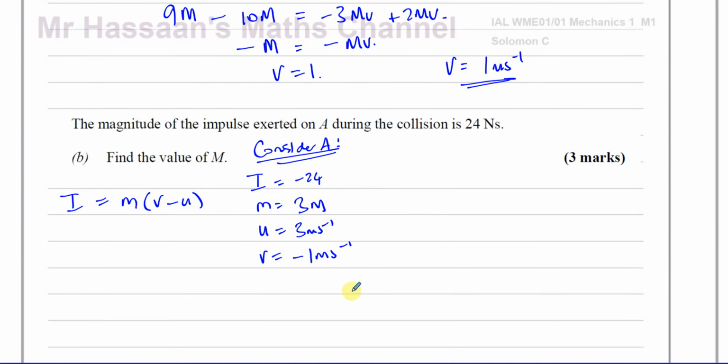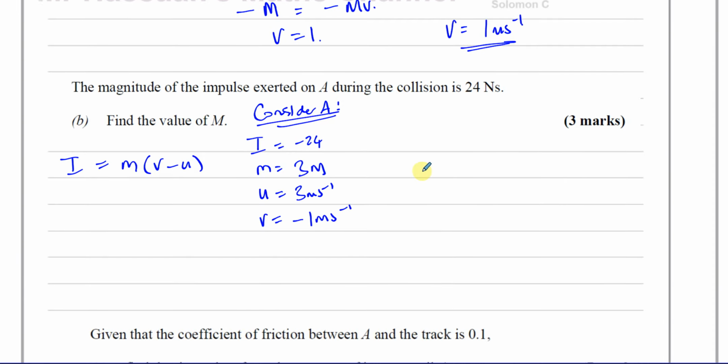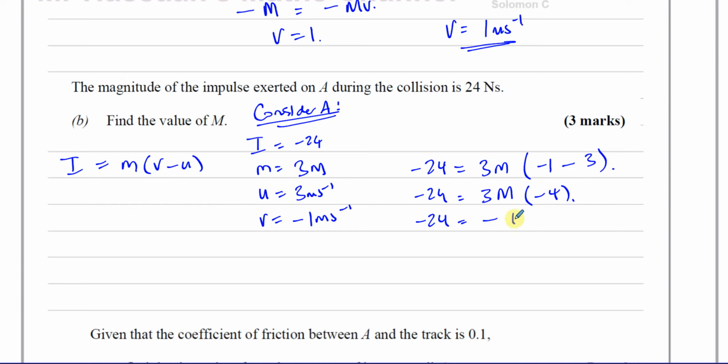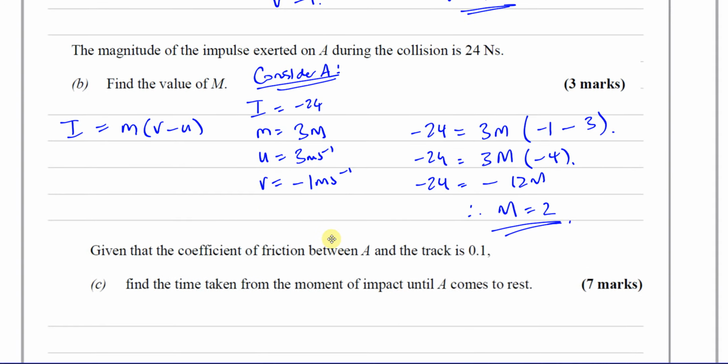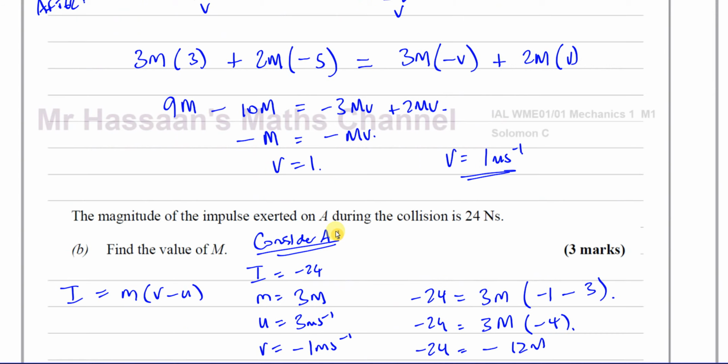So if we take all of that into account, we have negative 24 is equal to 3m, which is the mass, times v, which is minus 1, minus u, sorry, minus 3. So minus 1, minus 3. So we have minus 24 is equal to 3m times negative 4. So minus 24 equals minus 12m. Therefore, m is equal to 2. So the value of m is 2. So there we've answered part B, using the fact that the impulse is the change in momentum.